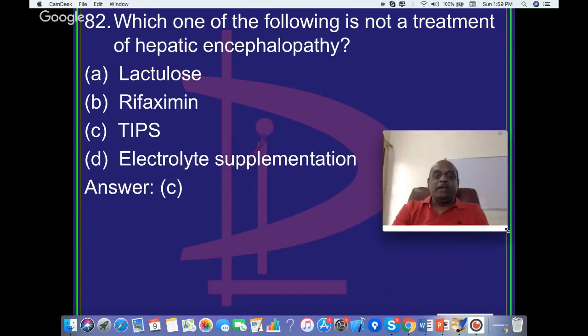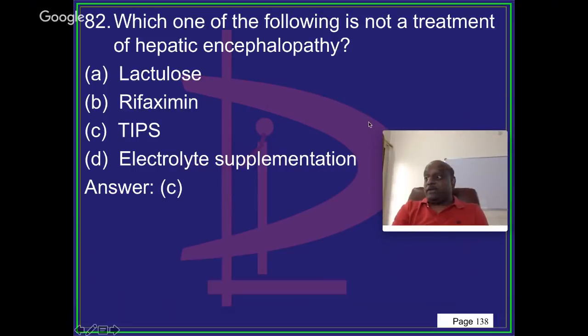So doctor, this is a favorite question of the examiner. I'm very happy to see Roger, Mudassir, Arif, everyone is answering it correctly. Very good, very good.